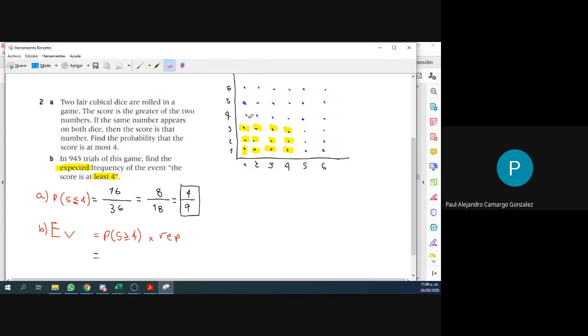Of course, this exercise can also be done using the multiplication principle. So if any of you have the idea on how to do it, let me know.